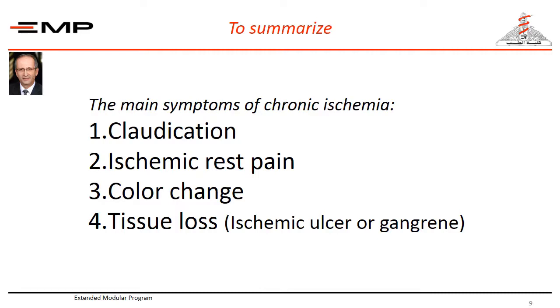So to summarize, the main symptoms of chronic ischemia are: number 1, claudication; number 2, ischemic rest pain; number 3, different grades of color changes; and number 4, tissue loss in the form of ischemic ulcers or gangrene.